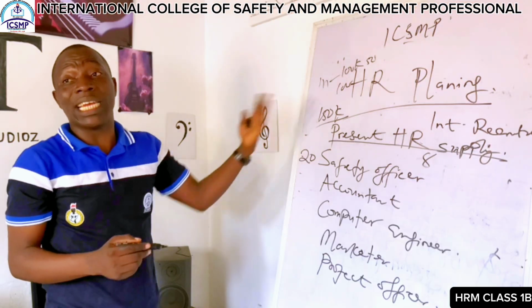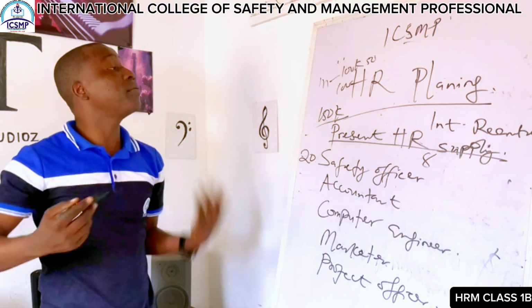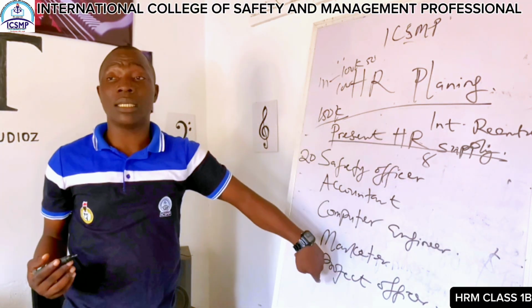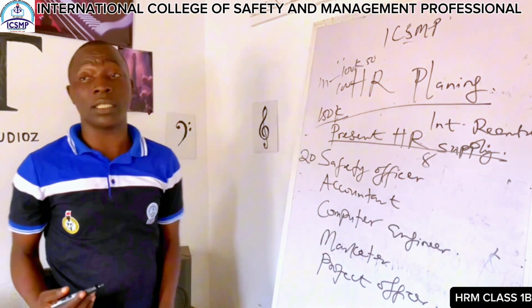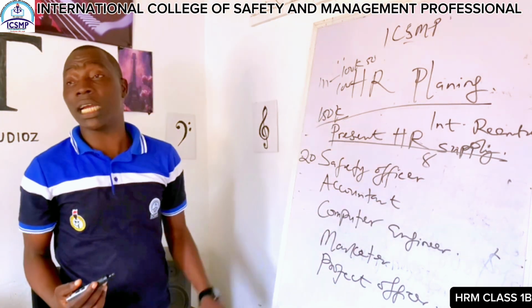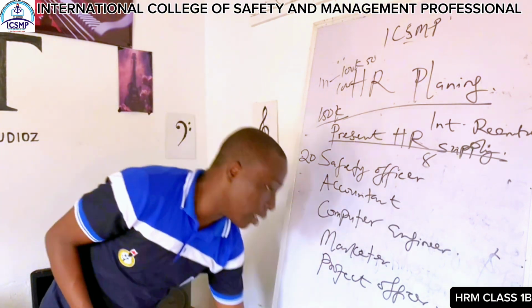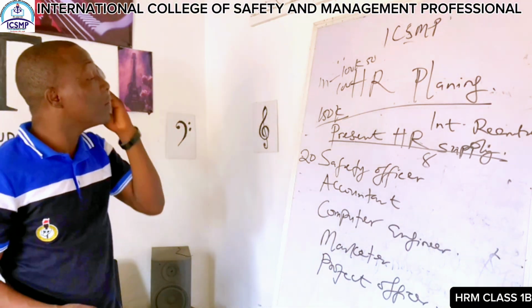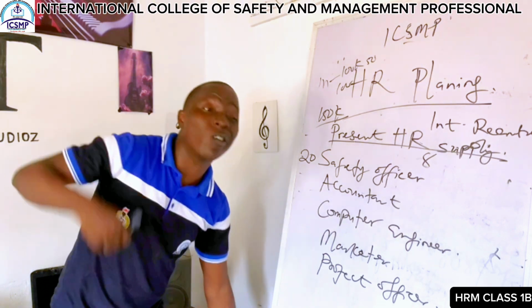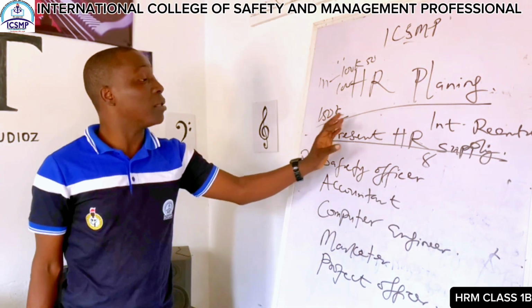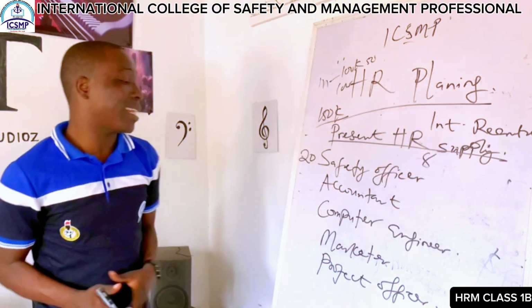And if you are bringing in a new person, you will be paying the new person like 150. But now you've only paid 50,000 naira. What have you done? You've reduced cost. You've saved time. And apart from the fact that you've saved time, you've also reduced cost on recruitment. Do you understand? So that is what the present HR supply does.